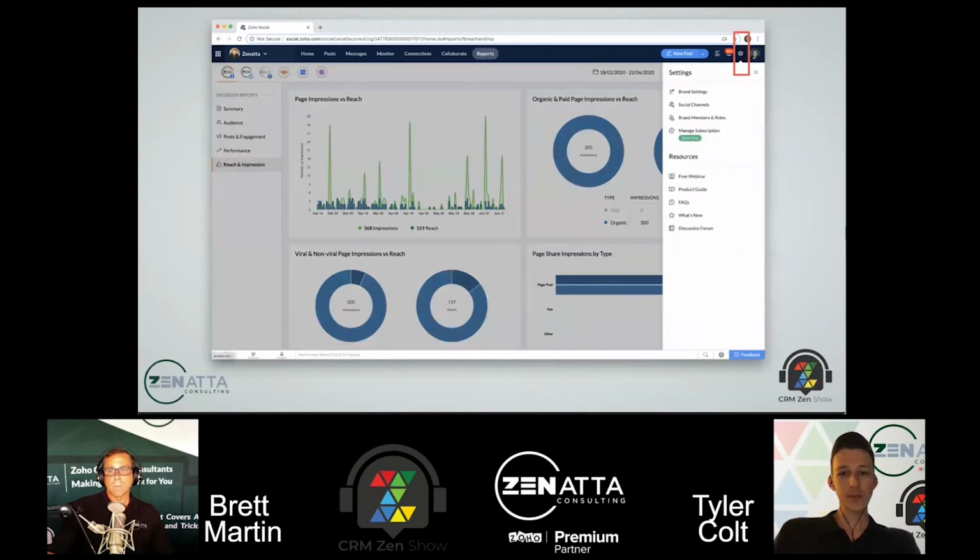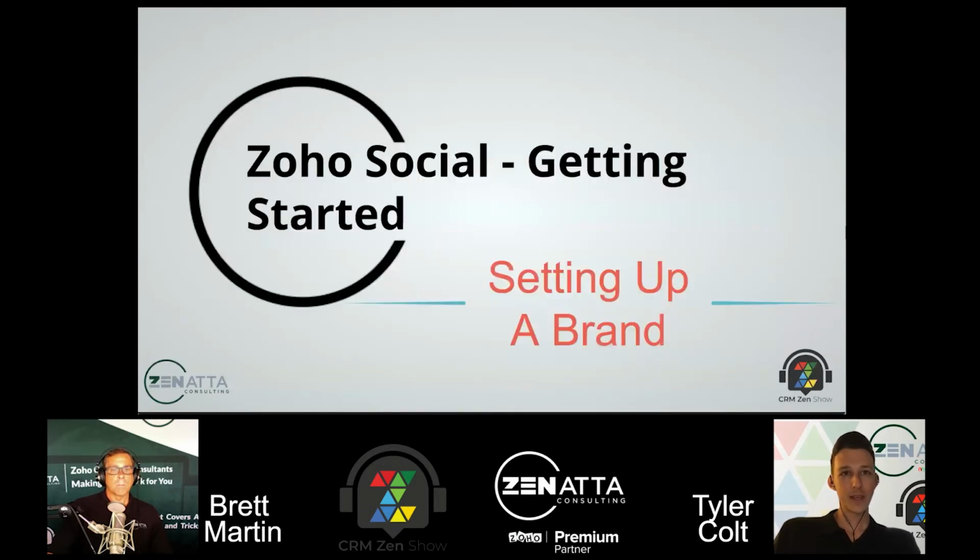And then last but not least, we have our settings up here at the top, right? In here, we can basically see a couple different sets of settings that we have around our brand, our social channels, and then our user management under members and roles. So with that, I'll kick it back to Brett here, who's going to walk through how to set up a brand inside of Zoho Social.